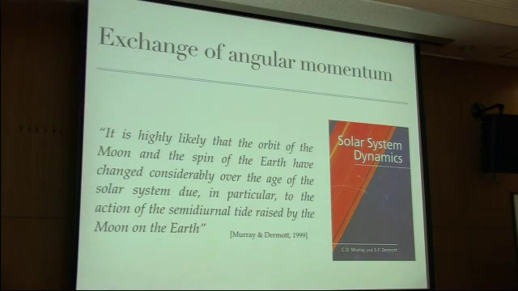In this textbook: it is highly likely that the orbit of the Moon and the spin of the Earth have changed considerably over the age of the solar system, due in particular to the action of the semi-diurnal tide raised by the Moon on the Earth. So, got it? Okay, I know it's not easy to understand just by reading this sentence. So I will explain the mechanism of exchanging angular momentum using a simple cartoon. Don't worry.